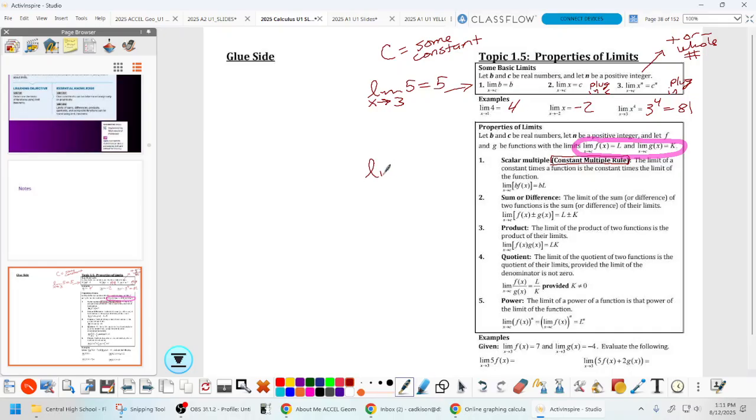Okay, so let's try this. The limit as x approaches 4 of something easy, like 5x squared.